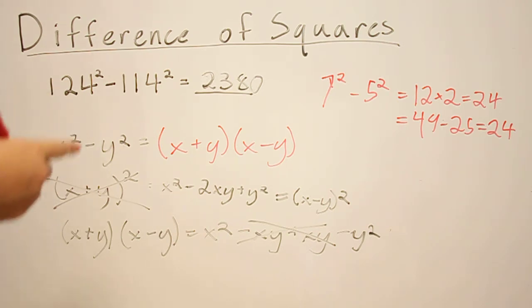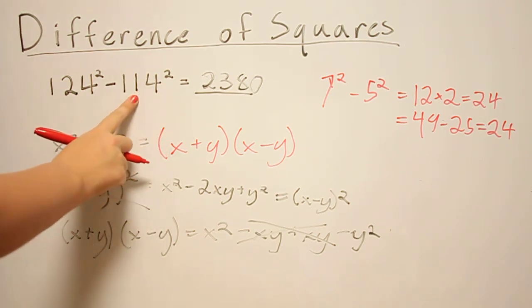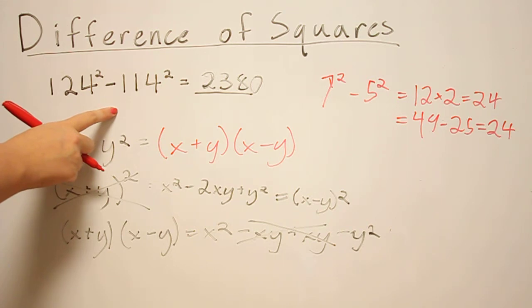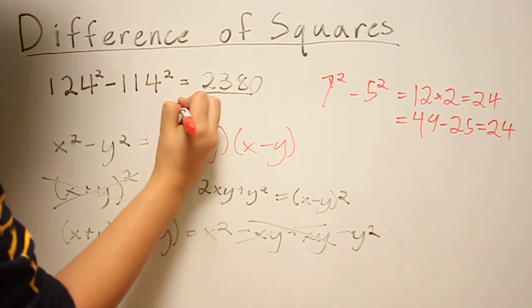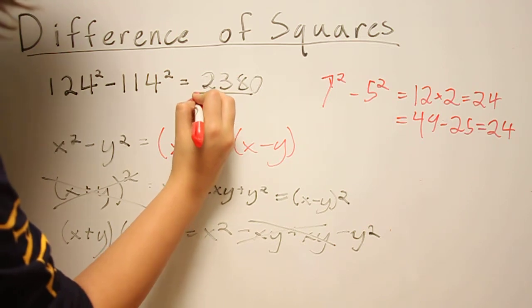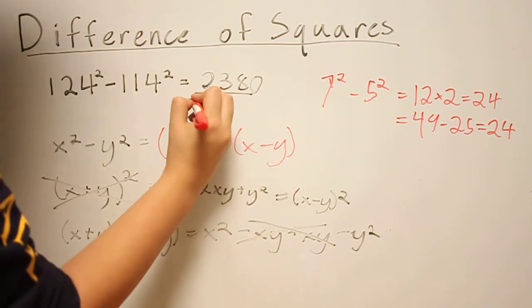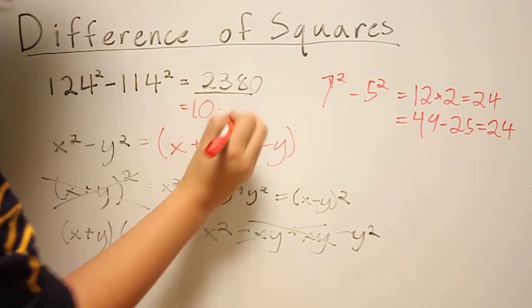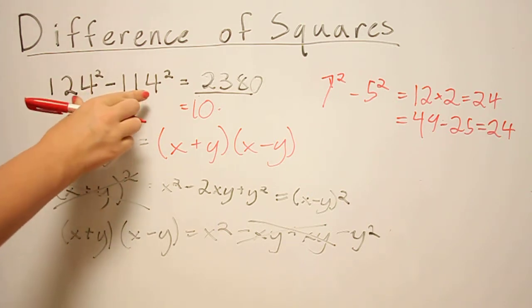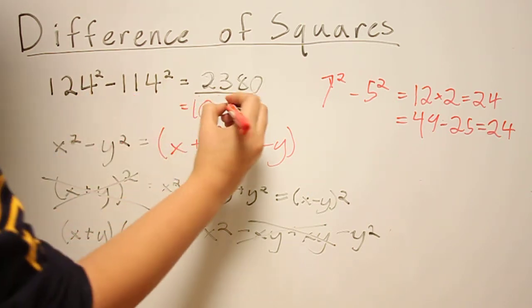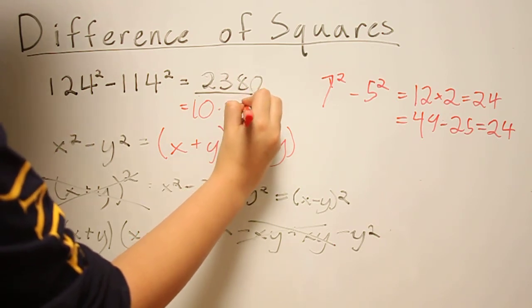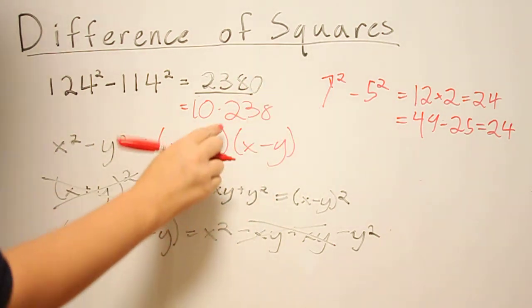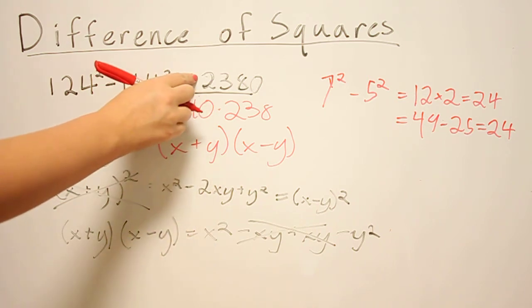So now you can see why I was able to calculate this so quickly. While I didn't calculate it beforehand, I made sure to pick two numbers that were 10 apart. And so the x minus y term just gave me 10. And then I just had to add the numbers for the other term, getting 238. And multiplying that gave me 2,380.